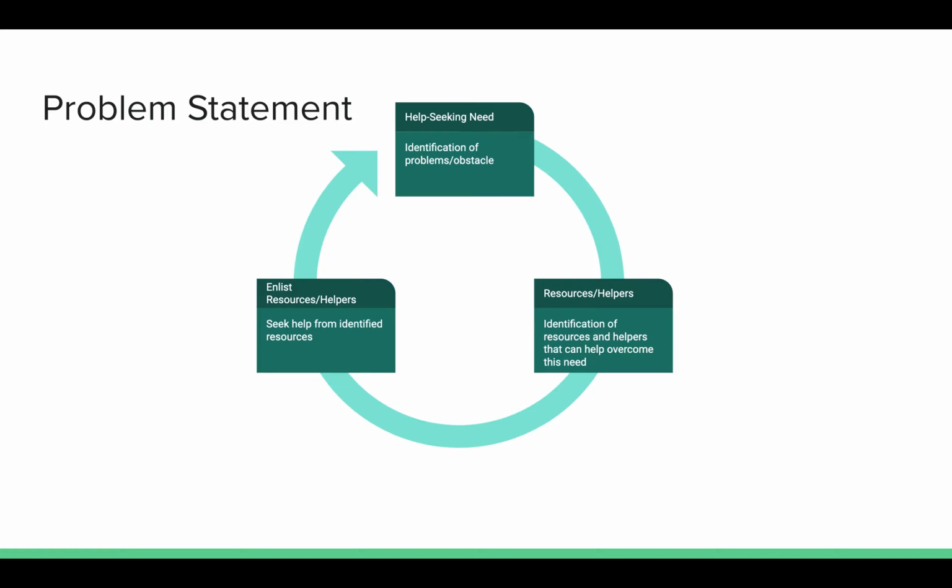To focus on the problem statement, we're looking at help seeking behaviors and how we can scaffold and support them in communities like Agile Research Studios. There are three broad phases to help seeking. There's firstly identifying a help seeking need, then identifying resources and helpers for the need, and finally going to these resources and helpers, getting the help you need, and moving on from your obstacles.